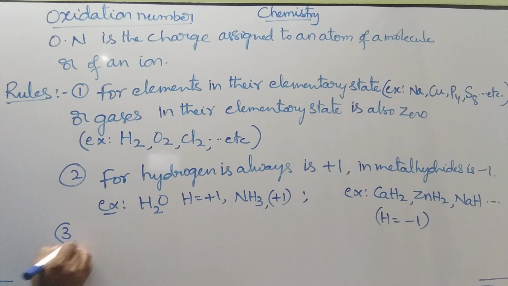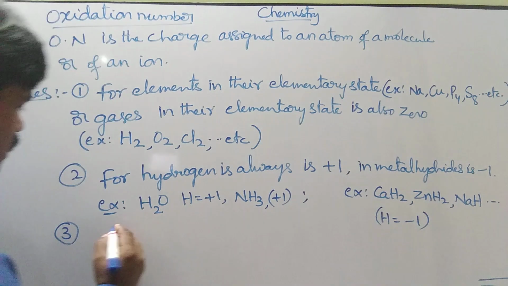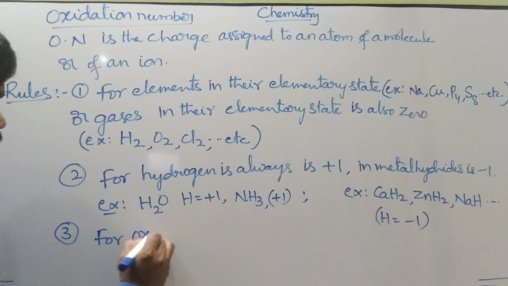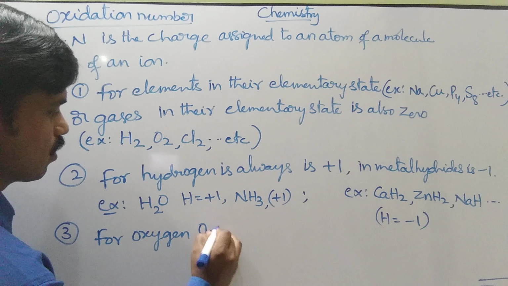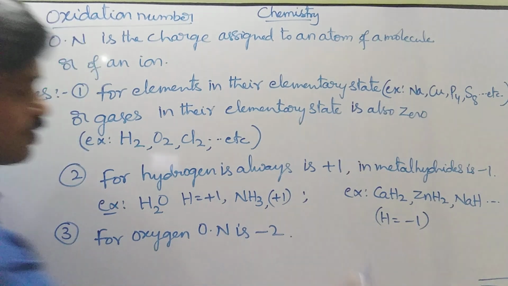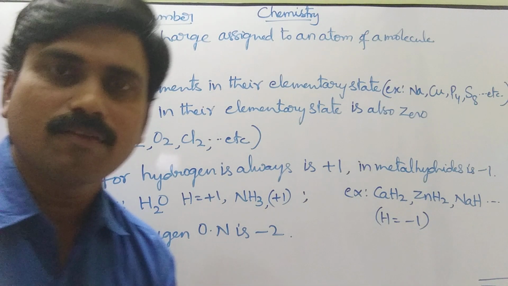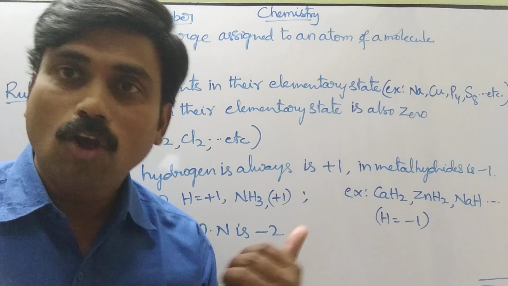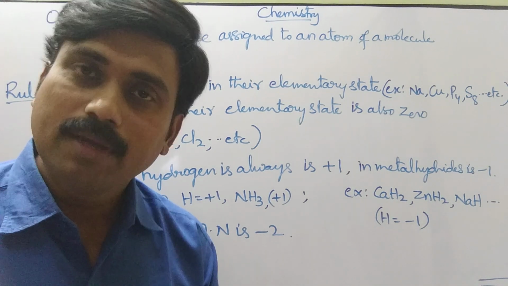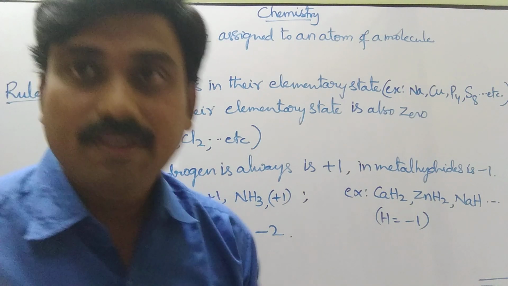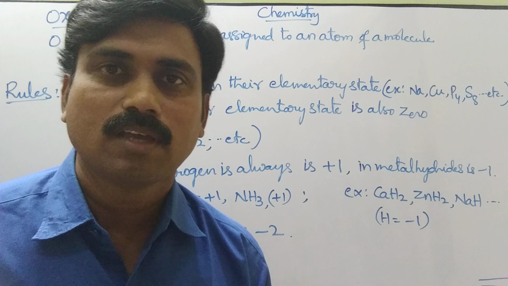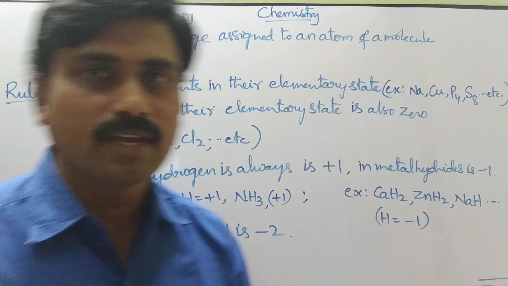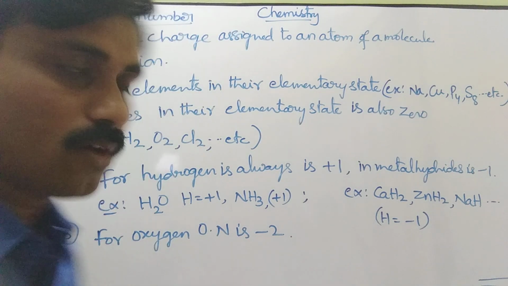And look at the third rule, for oxygen oxidation state. Generally, the oxidation number of oxygen is -2. So that is the general case. But oxygen can also form different types of compounds, like peroxides, superoxides, oxygen difluoride, dioxygen difluoride. So it also exhibits different oxidation states.